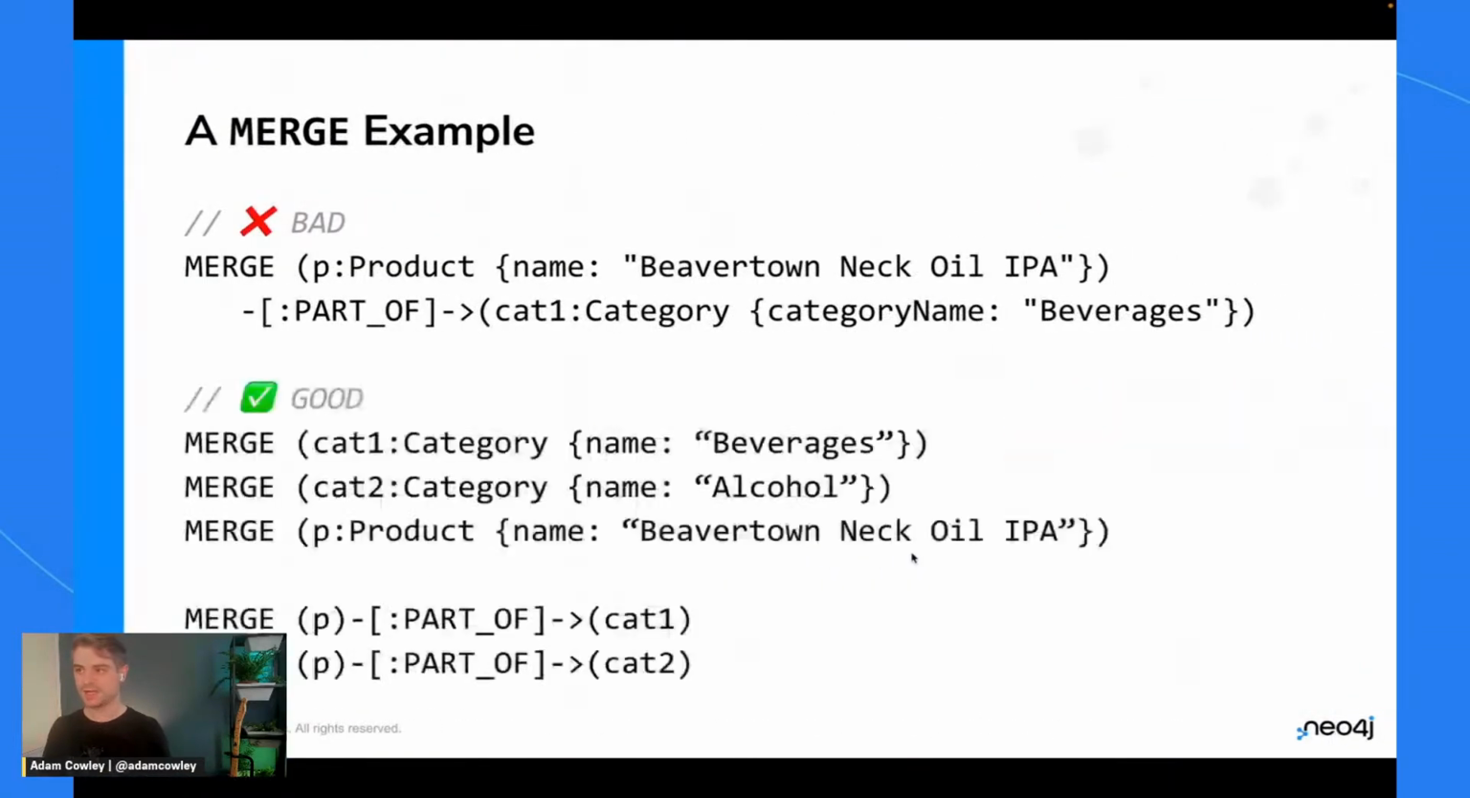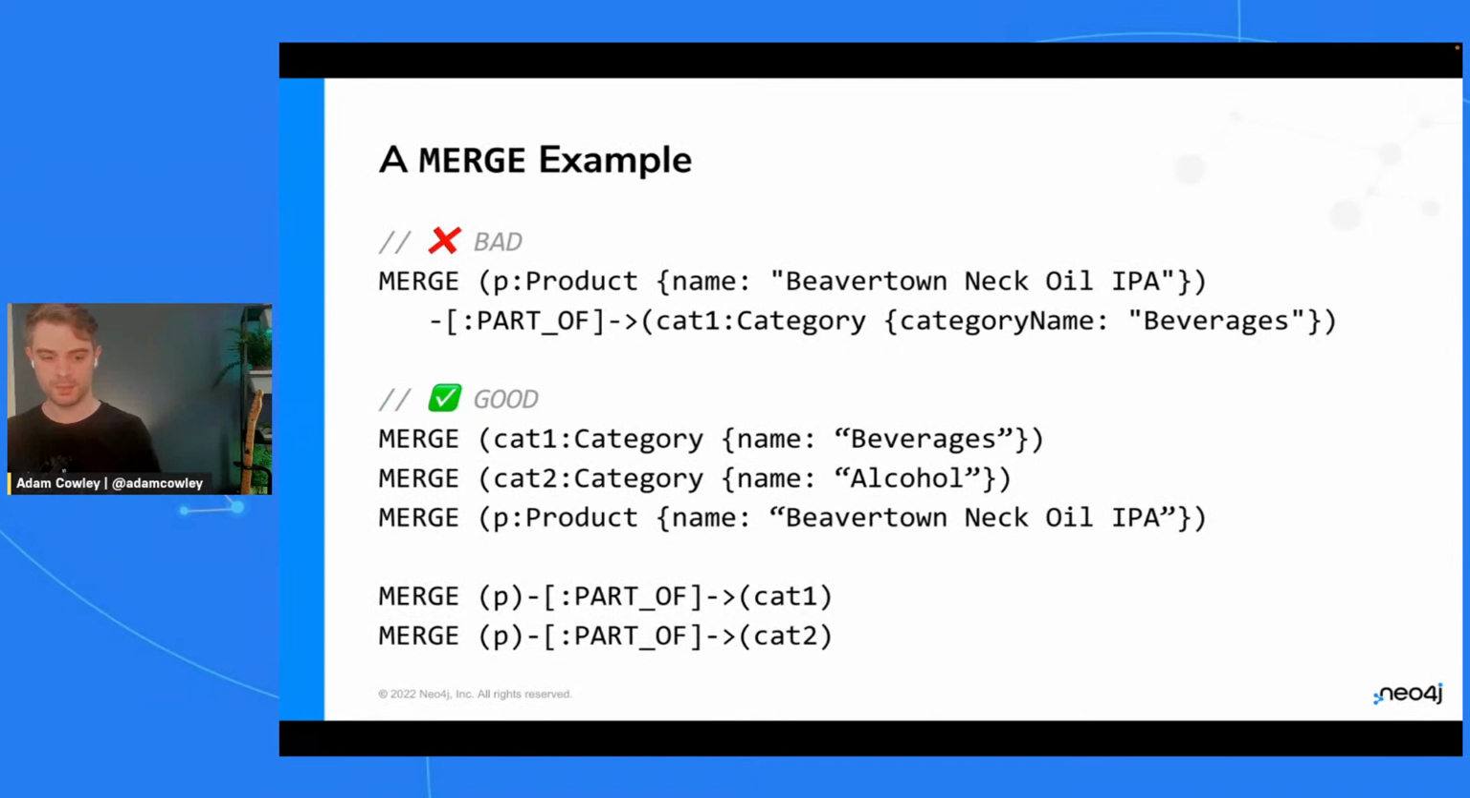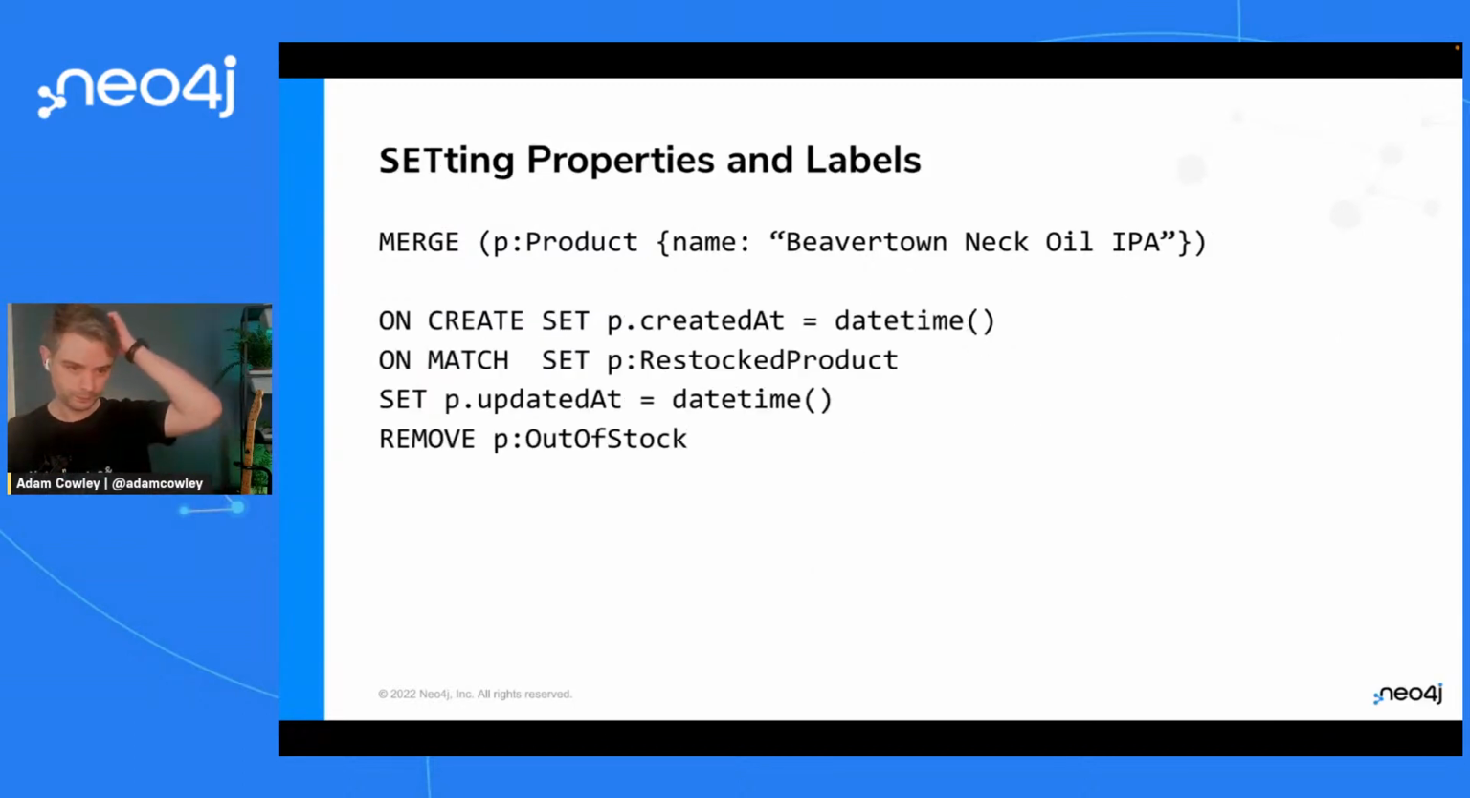So what we should do instead is break that down into smaller pieces. We first merge the categories that we're interested in. We then merge the product node, and then we merge the relationships between them. And then this will one by one try and find the elements, and if not, create them, and then find or create the relationships between them.